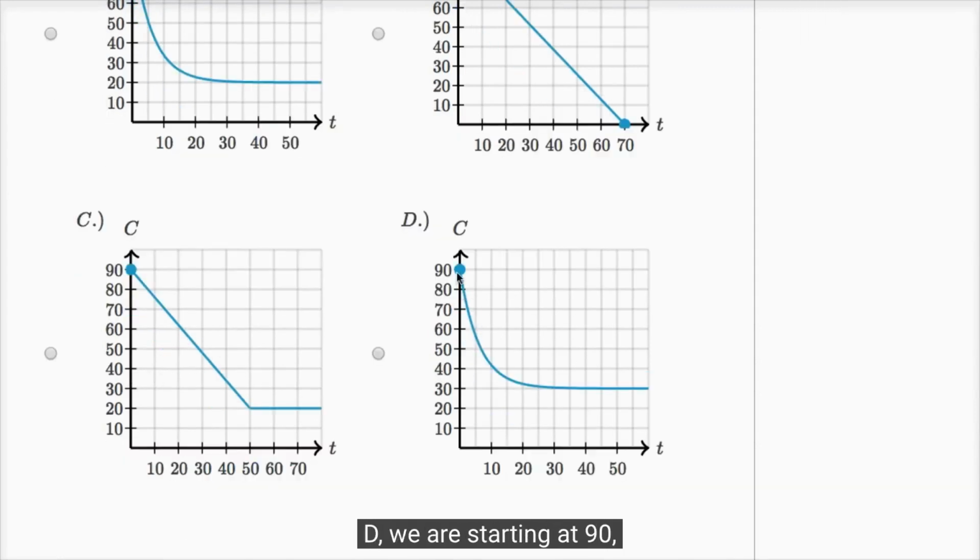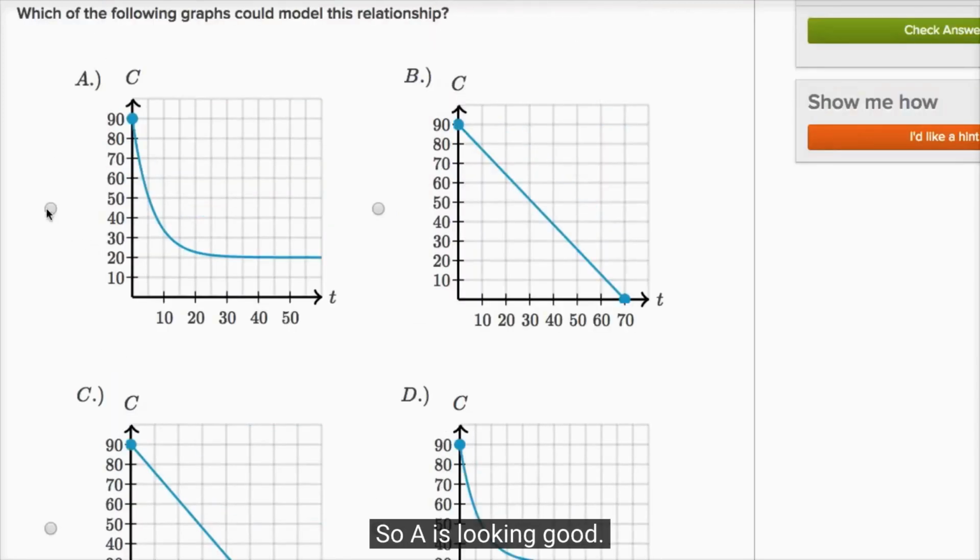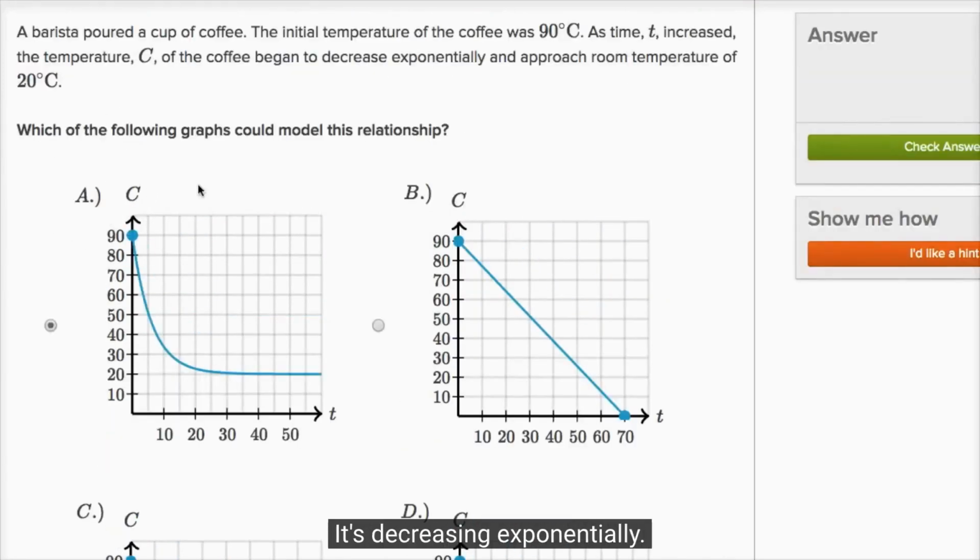D, we are starting at 90. It does look like an exponential function. We have exponential decay right over here. We are approaching something, but it's not the room temperature of 20 degrees Celsius. We're approaching 30 degrees Celsius here. So I'd also rule out D. So A is looking good. It's decreasing exponentially, starting at 90 degrees Celsius, and it's approaching the room temperature of 20 degrees Celsius. Let's do another one of these.